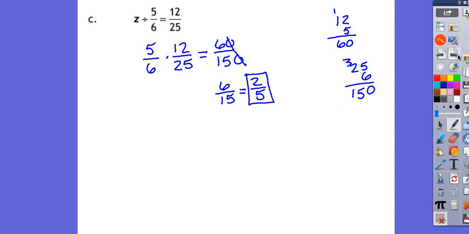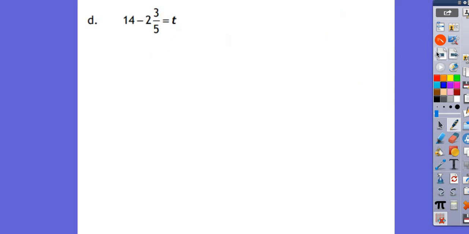All right, D. So I have a number minus a number, and I need to see what that equals. Well, if I have 12 minus 2, and I want to see what that equals, I just subtract it and I get 10. So there's nothing crazy I need to do here, I just subtract it.